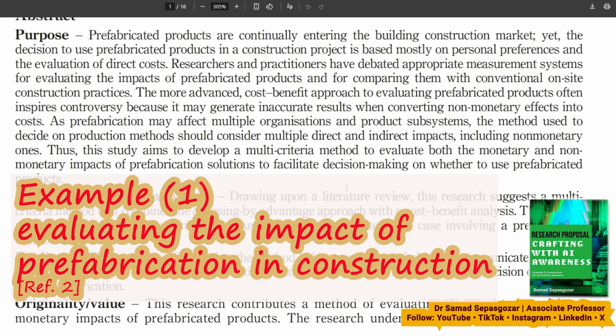Example one focused on a publication about evaluating prefabrication impacts.